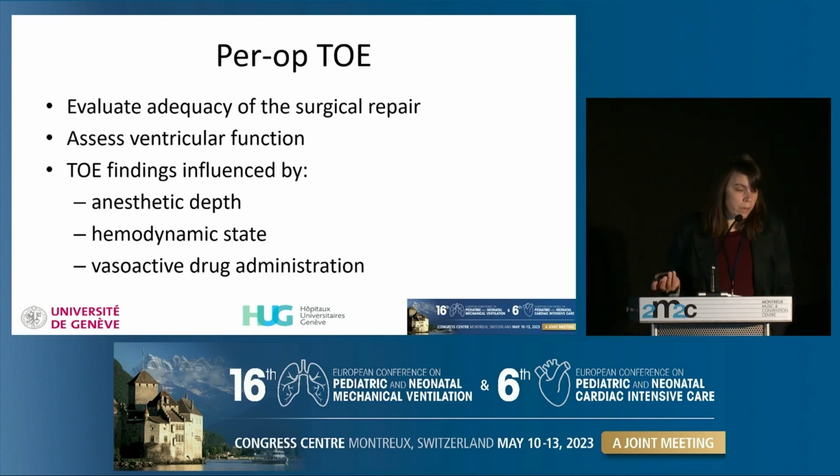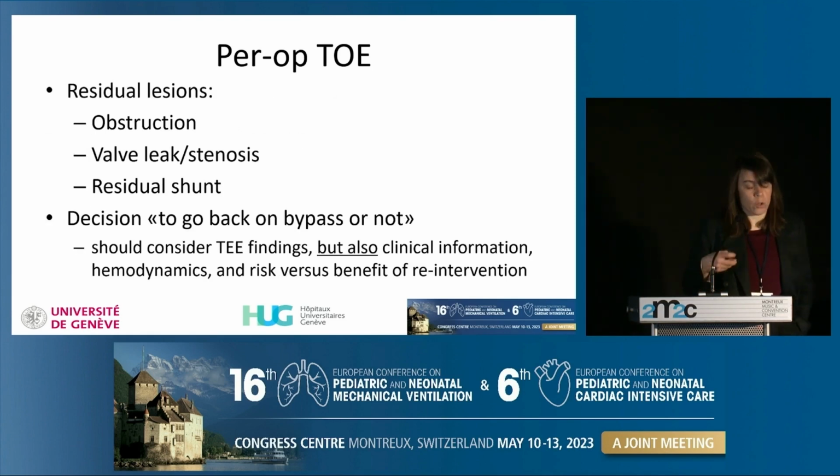So with the TOE, you evaluate the adequacy of the surgical repair, you assess the ventricular function, and just remember that the findings you find on TOE are influenced by the anesthetic depth, the hemodynamic states, and the drug that the patient is on. And you will see if there is some obstruction, some leaks, or stenosis of the valve, some residual shunt. And the decision to go back on bypass or not is not only determined by your finding on the TOE. You have to summarize all the information, clinical information, the hemodynamics of the patient, and the risk versus the benefit of the intervention.